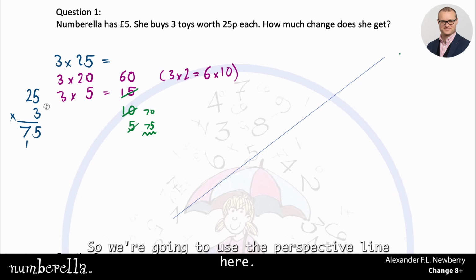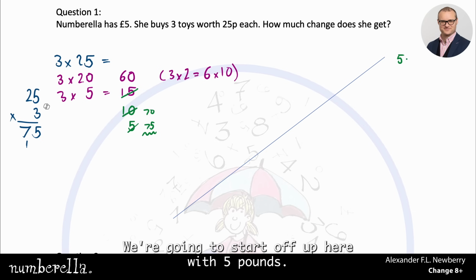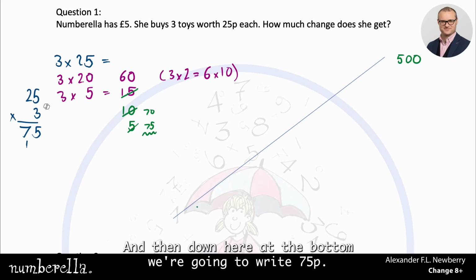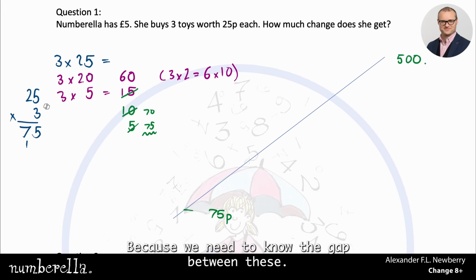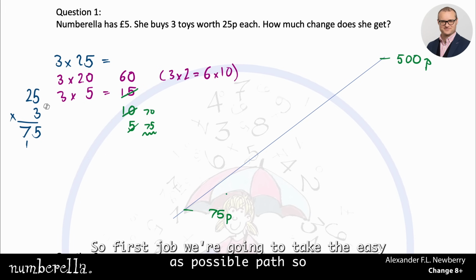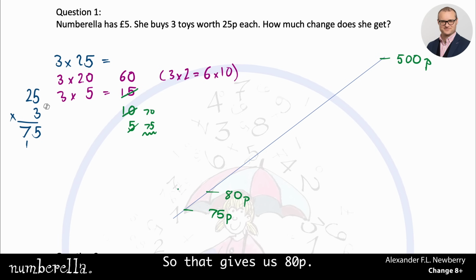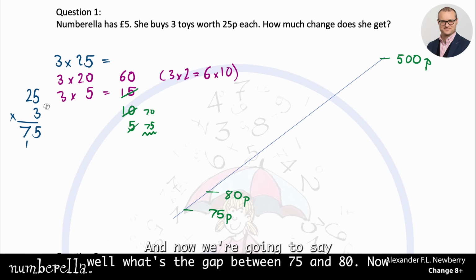So we're going to use the perspective line here. We're going to start off up here with £5. We're going to think of it as 500 pence. All right, and down here at the bottom we're going to write 75p, because we need to know the gap between these. All right, so first job, we're going to take the easiest possible path. So we're going to find the first number that ends in 0 above 75, which is 80, so that gives us 80p. And then we're going to say, well, what's the gap between 75 and 80?